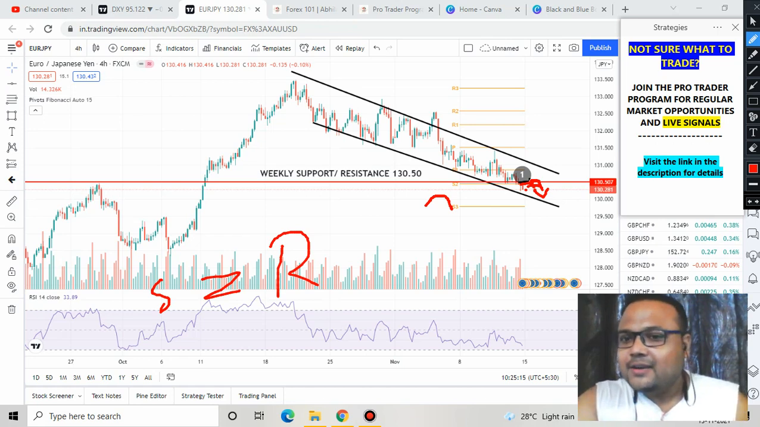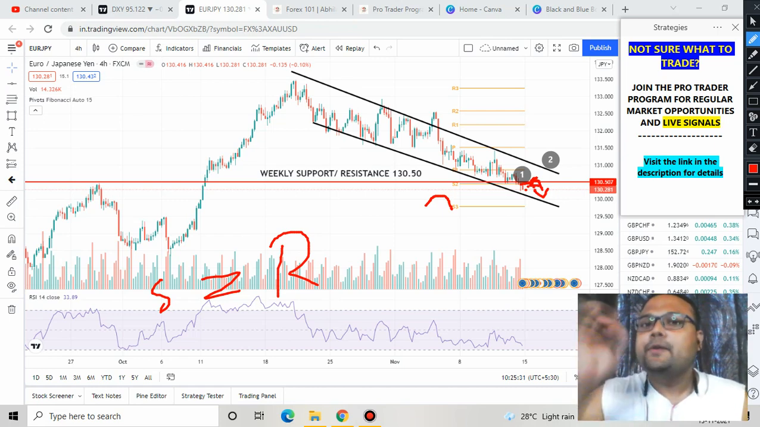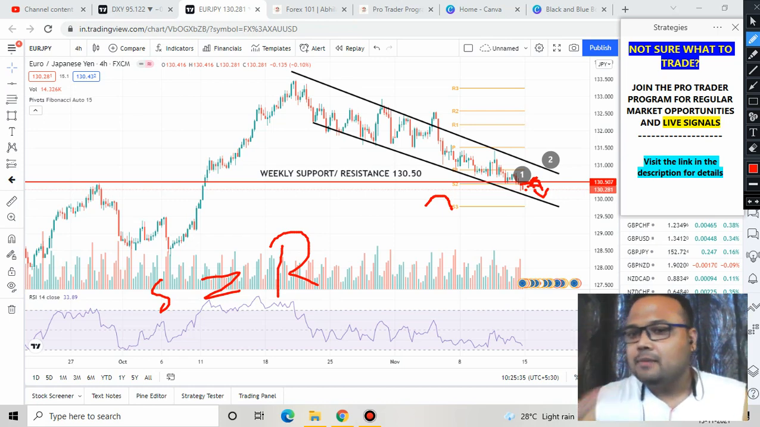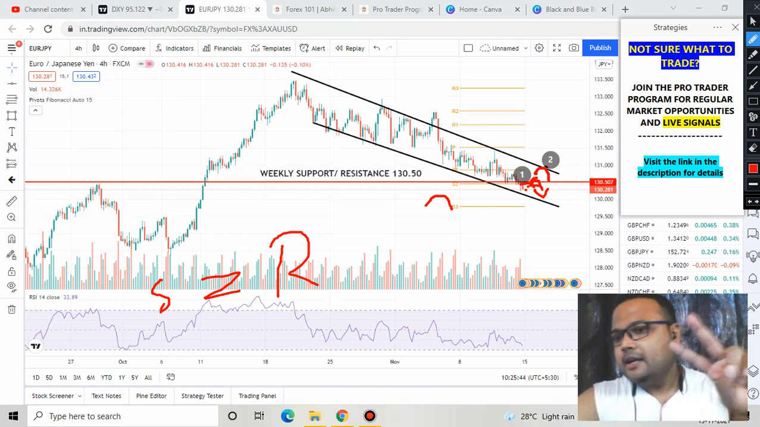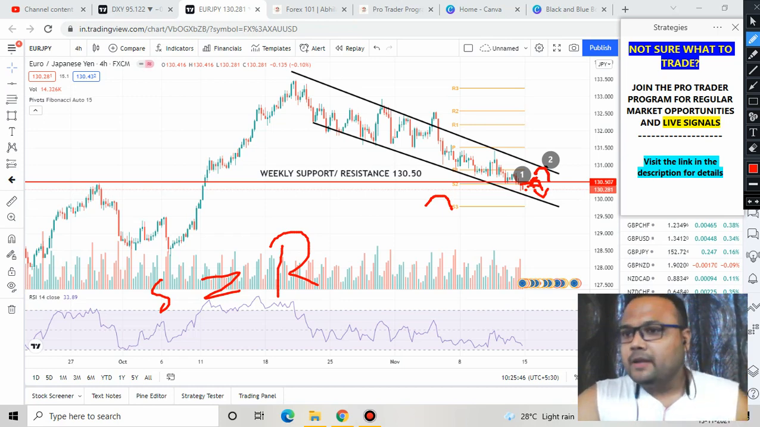So if market goes up from here, then wait for the market to hit the trend line. When market hits the trend line, observe the market and see. There's a good possibility of market reversing from the trend line considering the present bearishness in the market, considering the present selling pressure in the market. So if market reverses from the trend line at the top, you can take a sell position. So these two are the safe trading opportunities on Euro JPY chart right now.